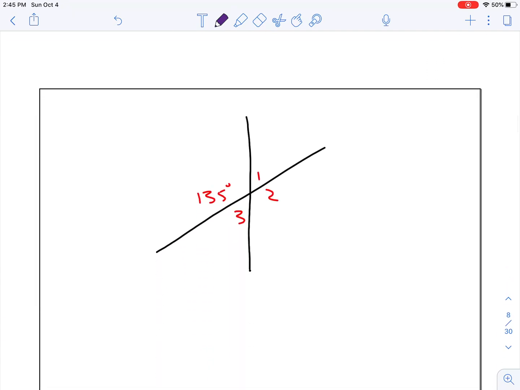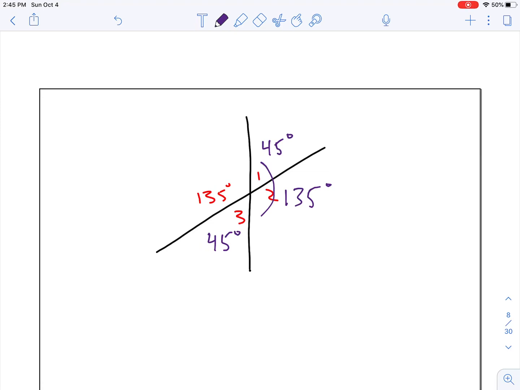In number 7, since I have the 135 degrees, angle 2 is vertical to it, so it would also be 135 degrees. And angles 1 and 2 form a linear pair, so angle 1 would have to be 45 degrees, so they add to 180. Angle 3 would have to be 45 degrees, so they add to 180.